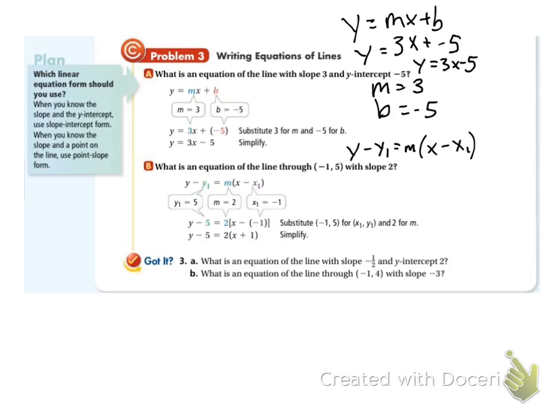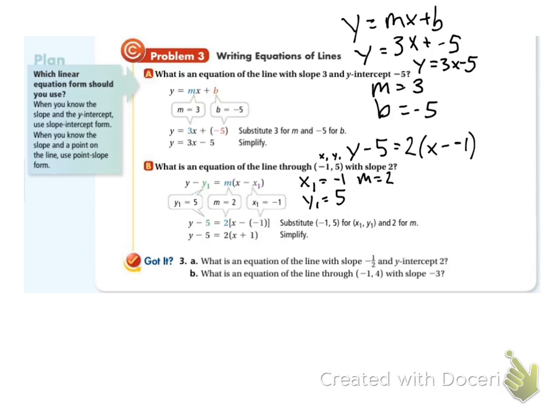So here's our generic equation. If I look at my point, I can label it if I need to, x1, y1. So my x1 is -1. My y1 is 5, and my m is 2. So again, if it helps, erase it as you go. So instead of y1, I'm going to plug in 5. Instead of my m, I'm going to put a 2. And instead of my x1, I'm going to put a -1.